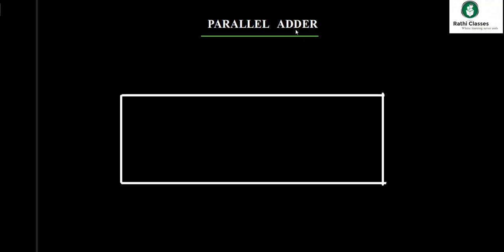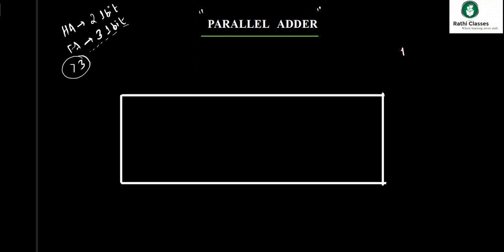Hello all. After knowing about full adder and full subtractor, now we'll be dealing with parallel adder and parallel subtractor. As we have seen before, half adder deals with two 1-bit inputs. Similarly, full adder deals with three 1-bit inputs. What if the input is more than 3? In that concept, we'll be dealing with parallel adder.